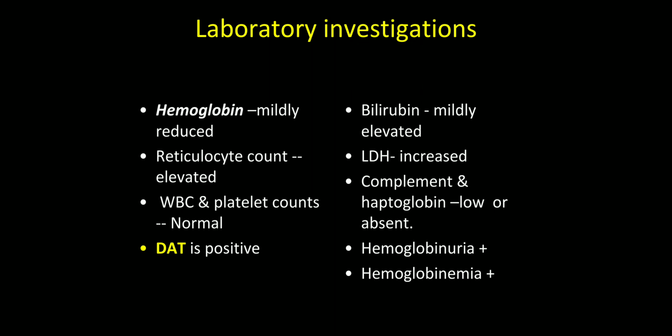DAT, what is DAT? That is direct agglutinin test, or that is nothing but direct antiglobulin test or Coombs test. Direct Coombs test is positive. Here also it is positive. Bilirubin can be elevated. LDH can be increased, that I told you. Complement and haptoglobin will be low. When you learnt about the approach to hemolytic anemias, haptoglobin is a binding protein to hemoglobin. Okay, so that will be low or absent because that is used up. There will be hemoglobinuria, hemoglobinemia.